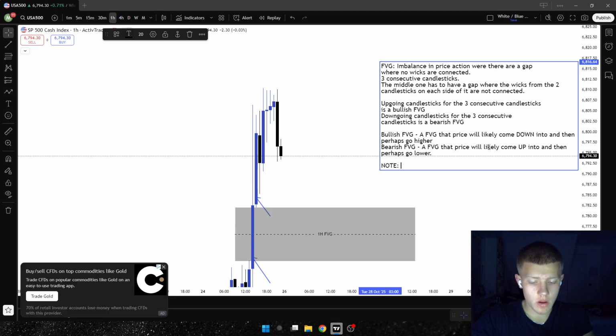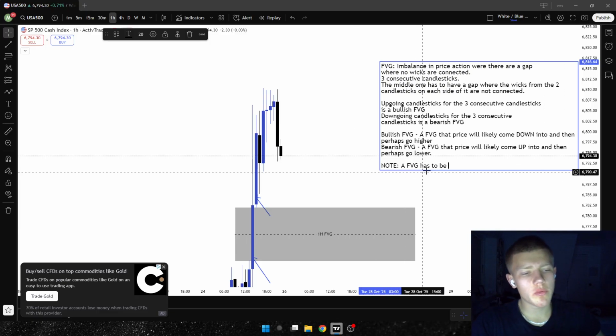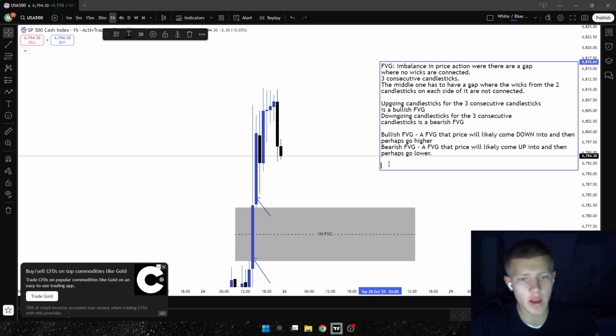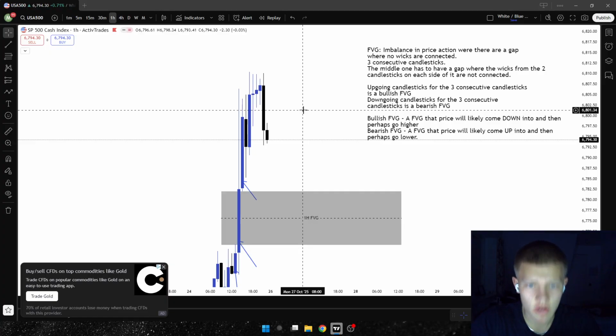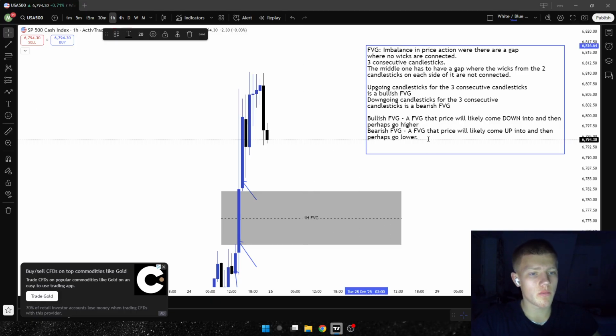Note, a fair value gap has to be... what I'm trying to say is that you cannot only just say, all right, we touch this fair value gap, as soon as we touch it I will buy, because other things have to happen in order for the fair value gap to be a good setup. So you have to combine fair value gaps with other strategy stones for it to work.